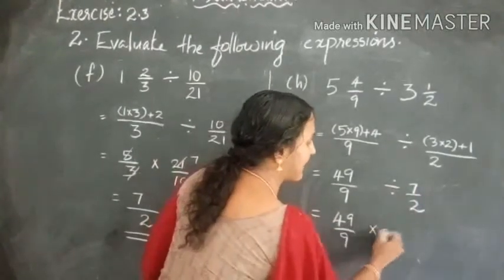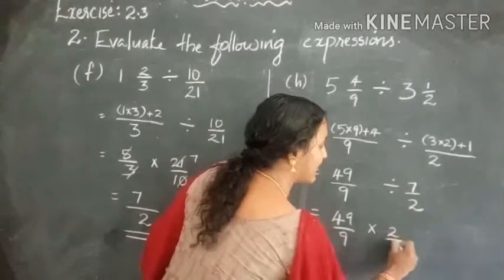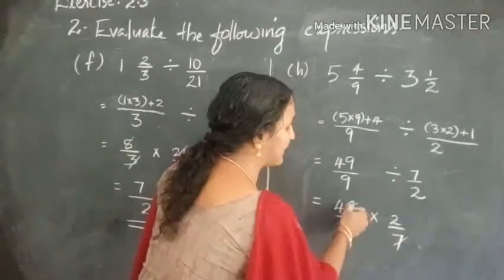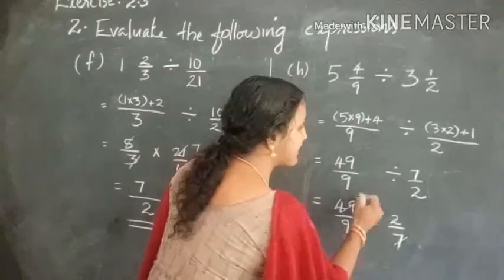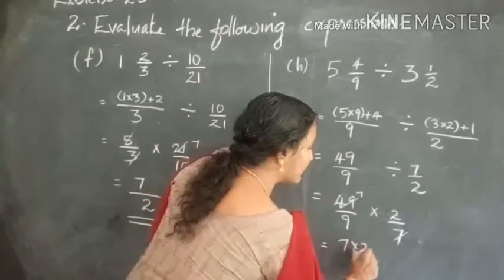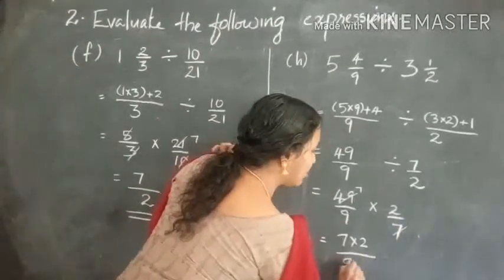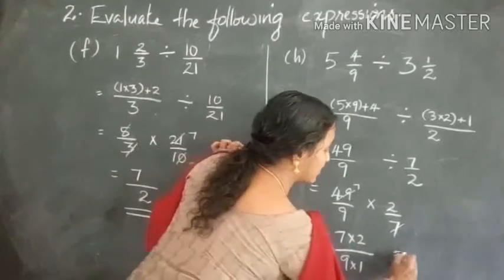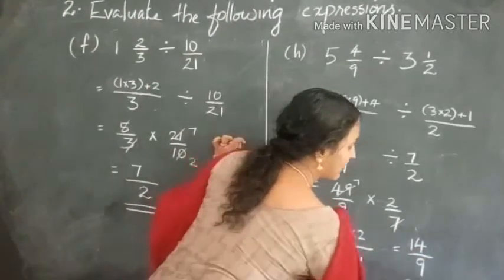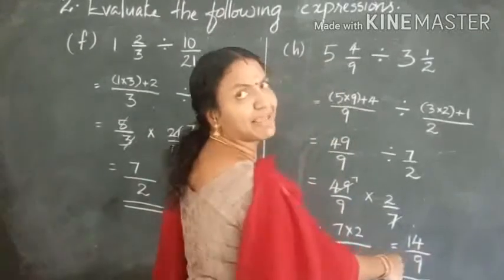It is equal to 49 by 9. Division means multiplying the reciprocal. So 2 by 7. You can cancel 7 and 49. 7 7s are 49. It is equal to 7 into 2 divided by 9 into 1. 7 2s are 14 by 9 into 1, which is 14 by 9.